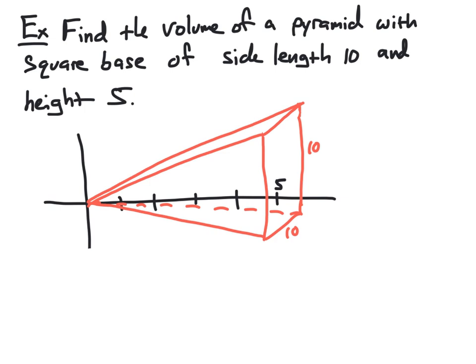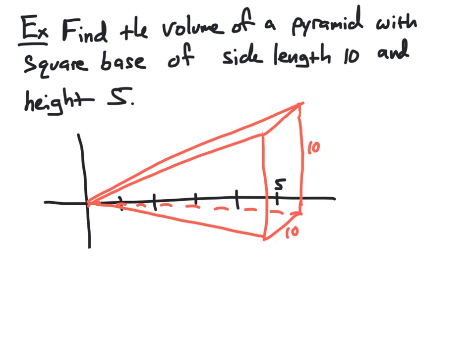So here we want to find the volume of a pyramid that has a square base with a side length of 10 and has a height of 5. So we have our pyramid drawn here. Notice that we put the tip of it at the origin. And since it has a height of 5, that means the base of our pyramid will intersect the x-axis at x equals 5. And we also have a base side length of 10, which is labeled here.